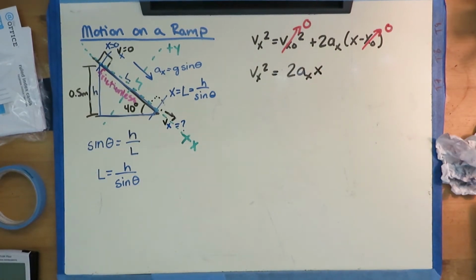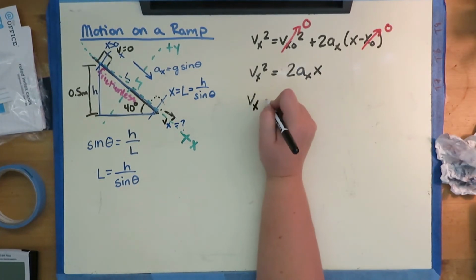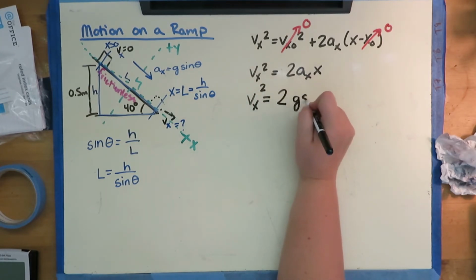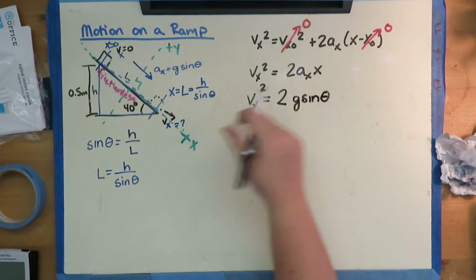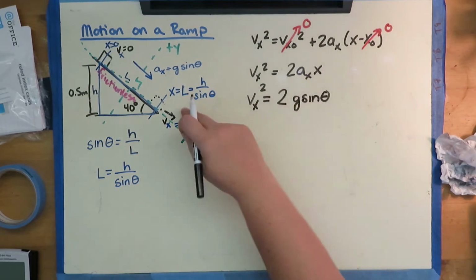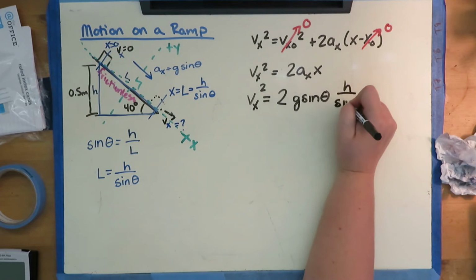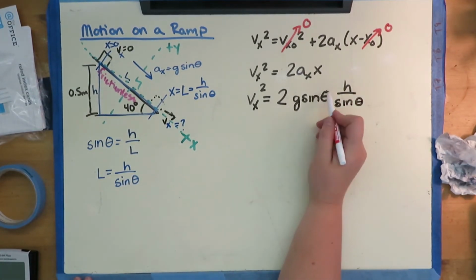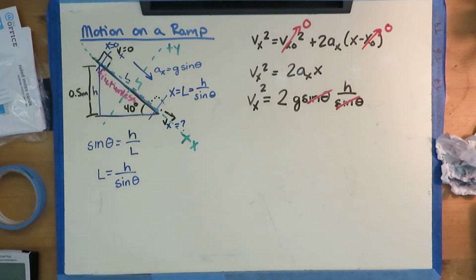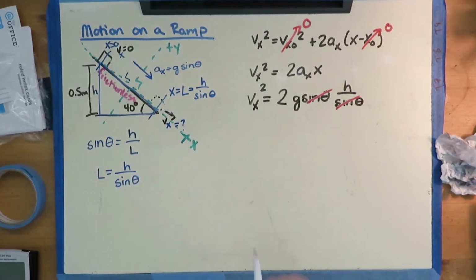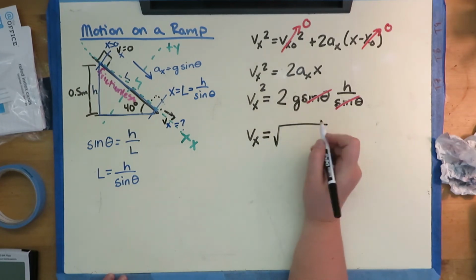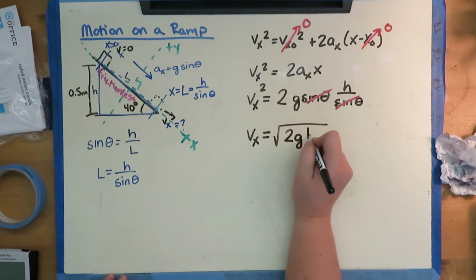Now, I already have some algebraic definitions of these, so I could sub those in. So vx squared is going to be 2 g sine theta, and L, x is L, which is h over sine theta. And so what I find is that the sine theta actually amazingly on a frictionless ramp cancels out. And I wouldn't know that if I just started plugging numbers in. And I find that my vx squared is equal to 2g times h.